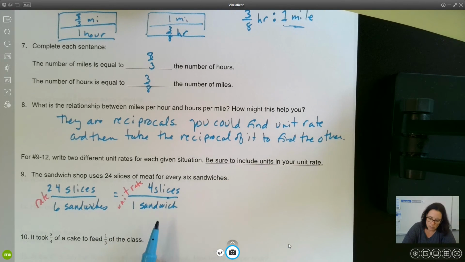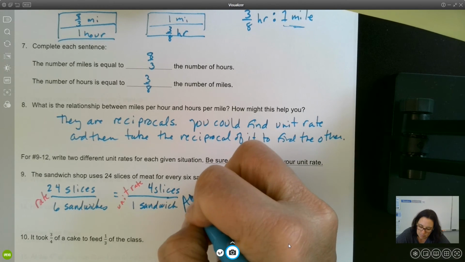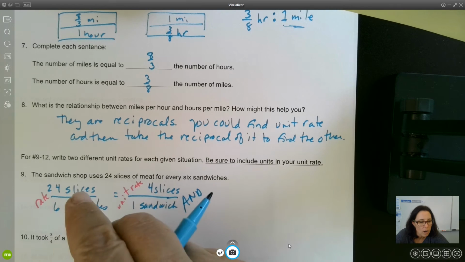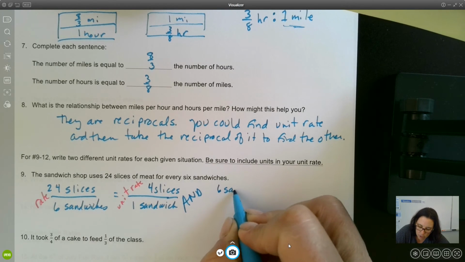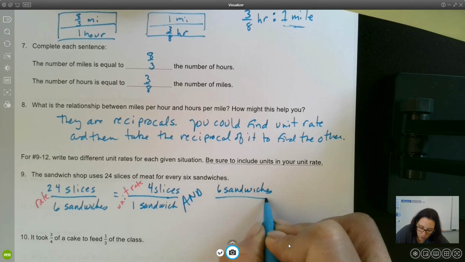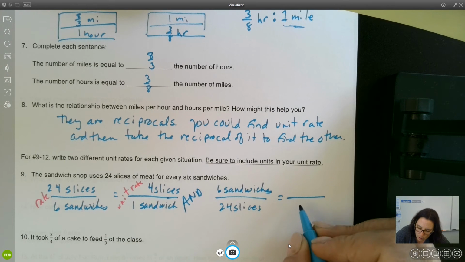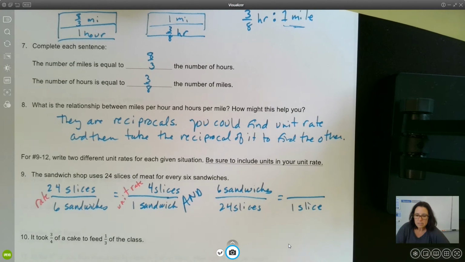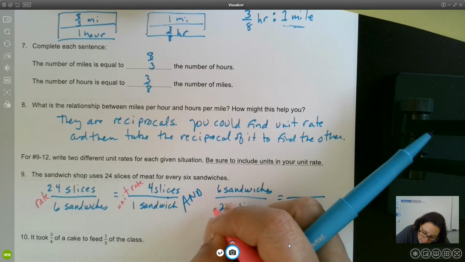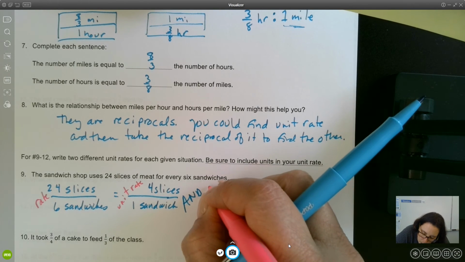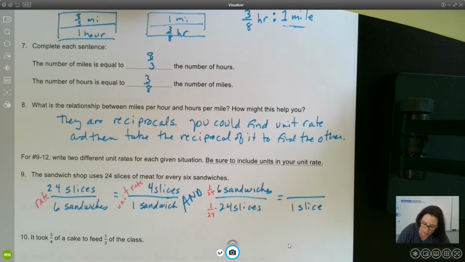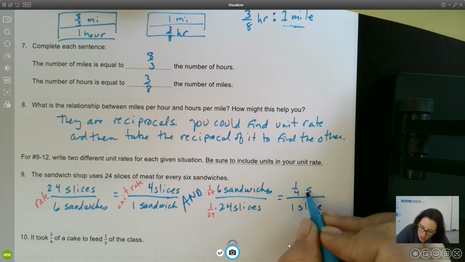Okay, so here's 1 unit rate, and we need to flip this rate upside down. 6 sandwiches over 24 slices. How much for 1 slice? To turn this 24 into 1, we need to multiply by 1/24, which means we need to multiply by 1/24. So that'd be 1/4 of a sandwich.